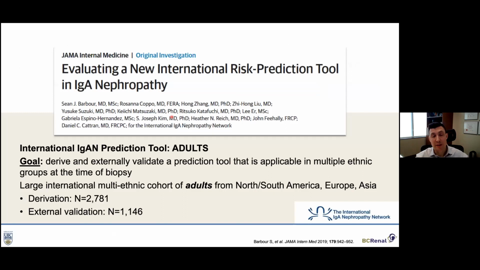So in order to address this, our group worked as part of an international collaboration of investigators who pooled together data from around the world in adults with IgA nephropathy, with the goal to derive and then validate a prediction tool that can be used at the time of biopsy to predict disease progression. This was done as part of the International IgA Nephropathy Network.